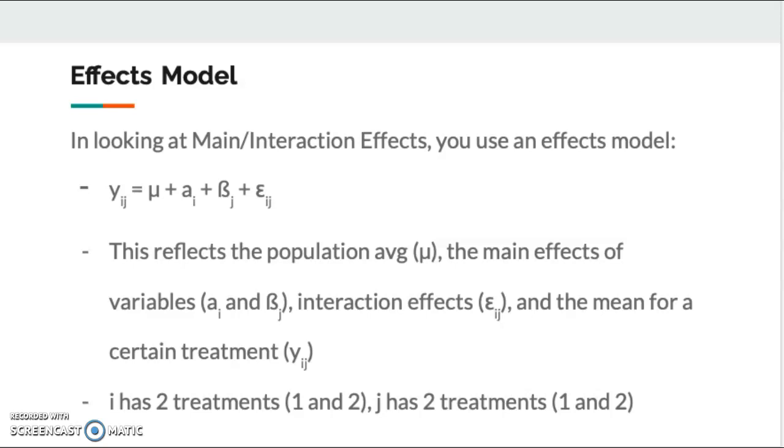So in the example below, you plug in your population average, which is mu, and then you have your main effects variables, which say you have treatments 1 and 2 for i and treatment 1 and 2 for j. So depending on which treatment you use, say it's 1 and 1, you'd have A1 and then B1. And then you would add the interaction effect between those two, which would be E11. And then the output of that would be your sample mean. And this would work for U11, U12, U21, and U22. And each of those would give you four different treatment means, which would be your results.